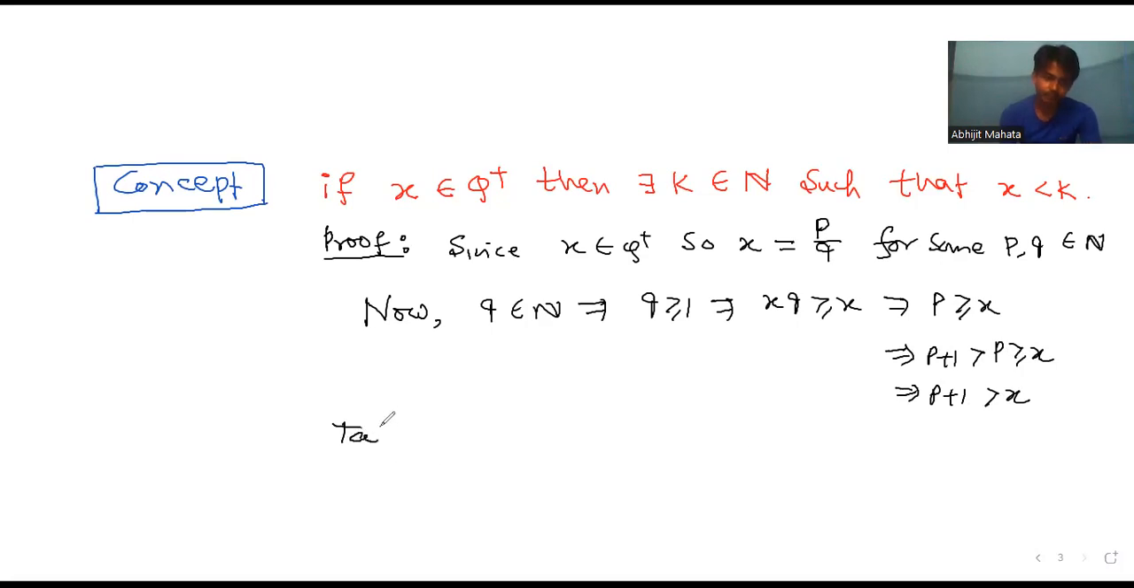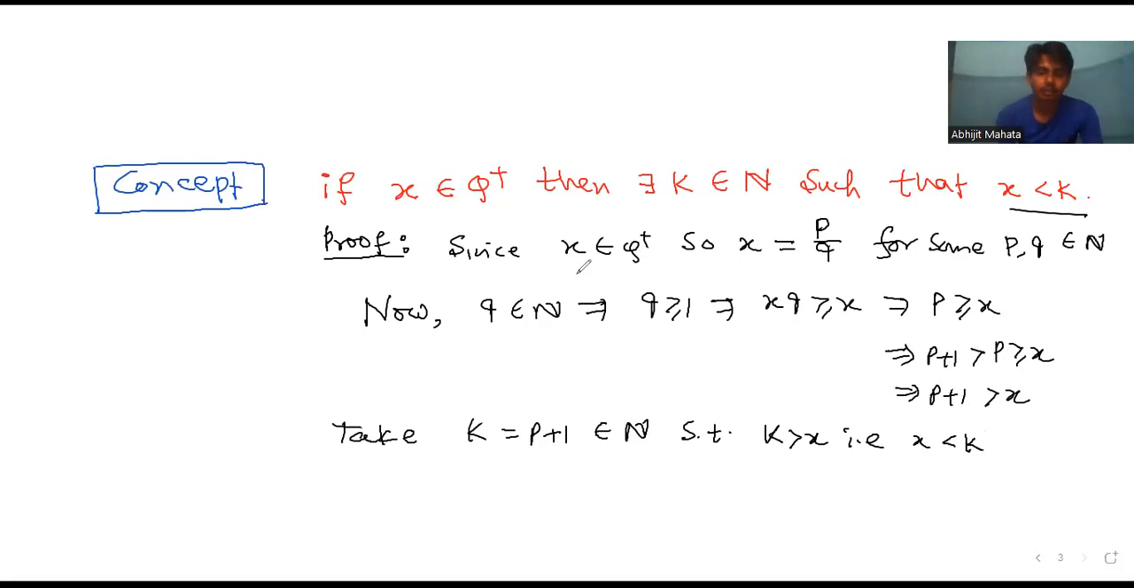So we can take k equal to p plus 1, which is a natural number, such that k is greater than x. Exactly what we want, right? In the reverse way, you can write x less than k. So if you take any positive rational number, we can immediately find a natural number k such that x is less than k. It is natural from the distribution of rational numbers on the real line.